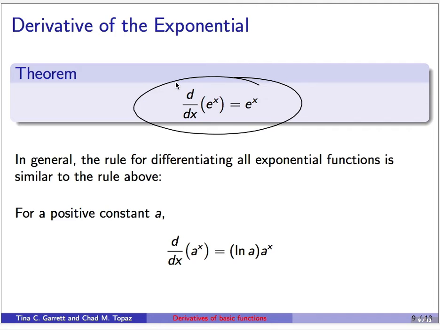We can talk a little bit about how this works and why, but later. But similarly, if you have the derivative of another exponential function, say 2 to the x or 10 to the x, that derivative is the constant log of whatever that base was times a to the x. So we'll look at a couple of examples, and this will be pretty straightforward.